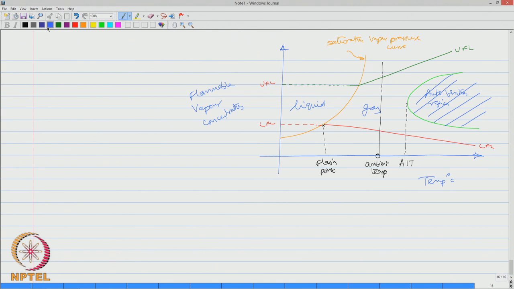Looking at these figures and different curves guiding the UFL and LFL lines, one can easily see flash point becomes an important definition of any material or any combustion material. Flash point of any combustive material can be estimated, rather computed, if the flammability constants, that is LFL and UFL of the mixture, are known.